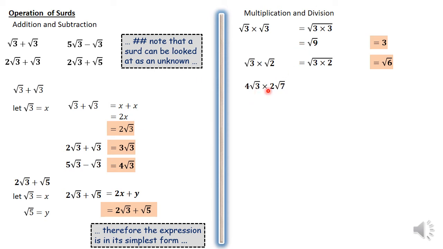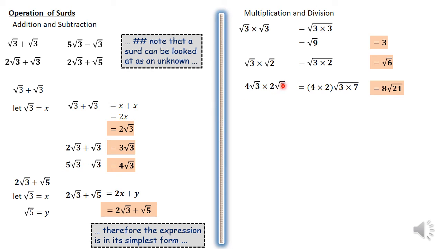Now, checking out this other one, which is again two mixed surds, 4 root 3 and 2 root 7 multiplied together. We multiply the two rational numbers together, 4 and 2, which is 4 times 2, and the numbers within the roots, 3 and 7, together in that particular way, and therefore the answer will be 8. That is 4 times 2 is 8, and 3 times 7 is 21. That is 8 root 21.